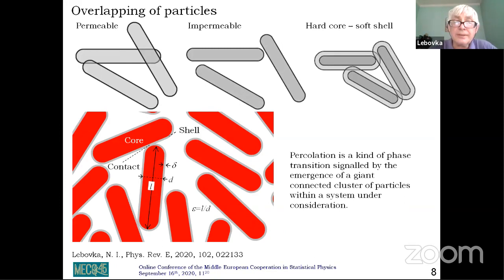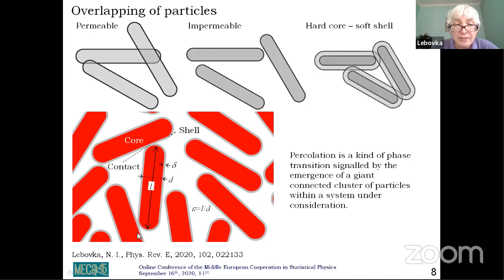About systems with overlapping, for example, we can consider fully overlapping particles, which is a permeable system. Impermeable particles give a jamming problem. And we can also consider particles with a core-shell structure. Here I present to you a particle with a core-shell structure. The overlapping of the cores is forbidden, but we can allow the overlapping of the shells.